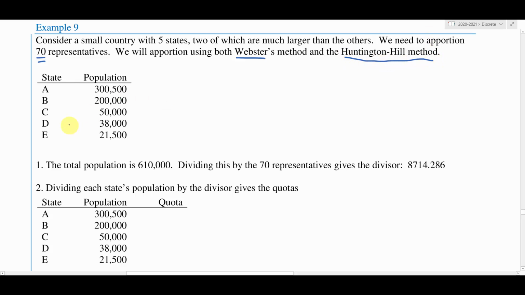Now both methods start off the same exact way. The first thing we need to figure out is a divisor. So if I take these populations and add them all up, we get 610,000 total people, and I'll divide that by the 70 representatives that we need to apportion, which yields a divisor of 8,714.286. This becomes our divisor, and we're going to use it in both Webster's and the Huntington Hill method. So we're knocking out 2 birds with 1 stone here.